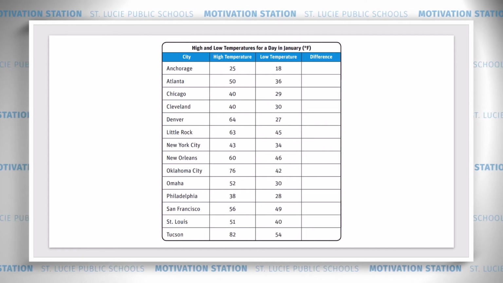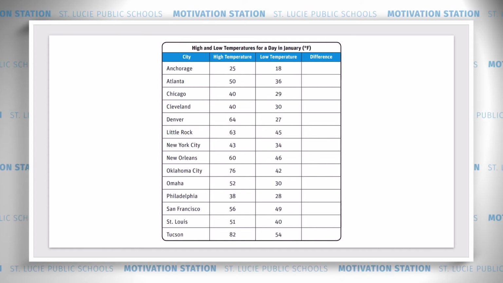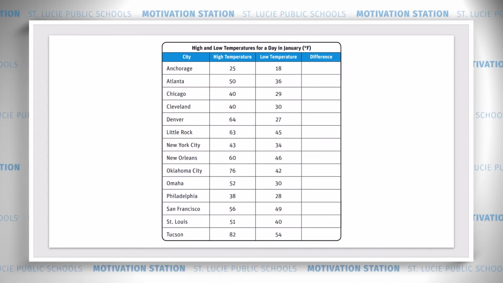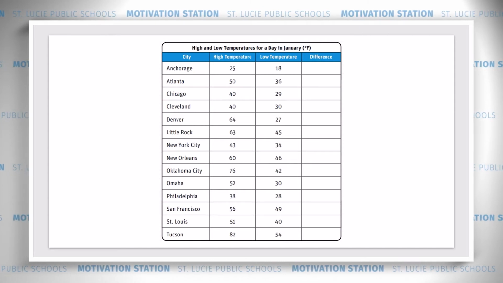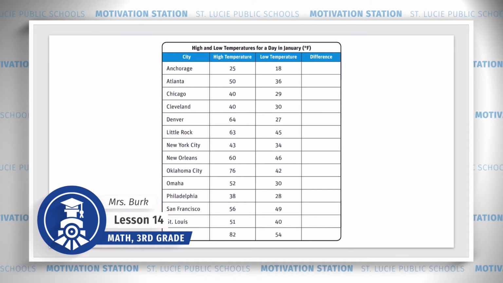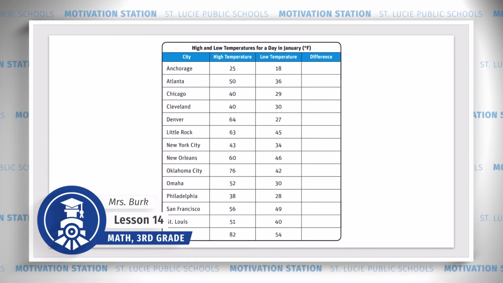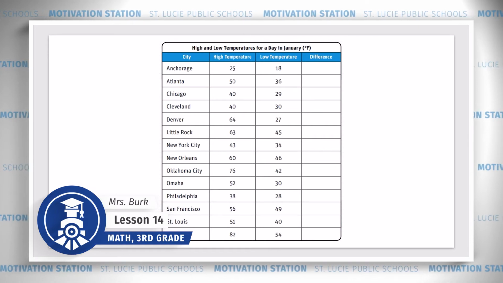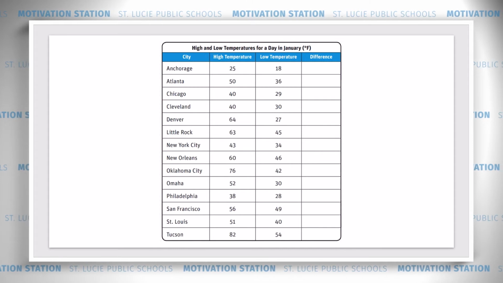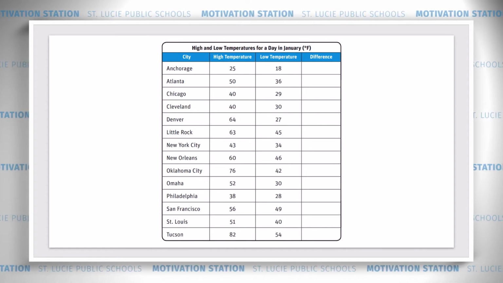What's the highest temperature that we see on this chart? I see 82 degrees. That's pretty warm, especially for midwinter. What's the lowest temperature? I see 18 degrees. That's cold. That's below freezing. You're definitely going to have snow or ice at that temperature. You definitely are going to want a coat to take outside. Hats, mittens, gloves, all of it.